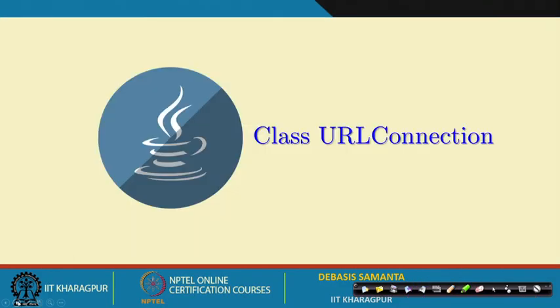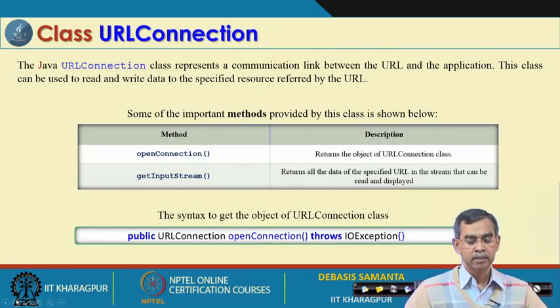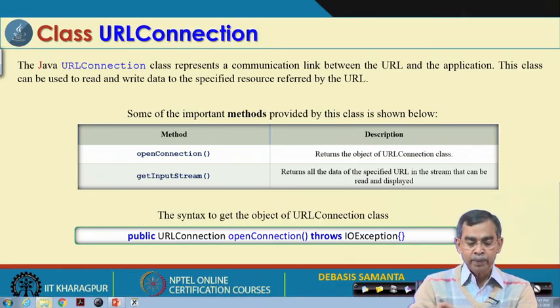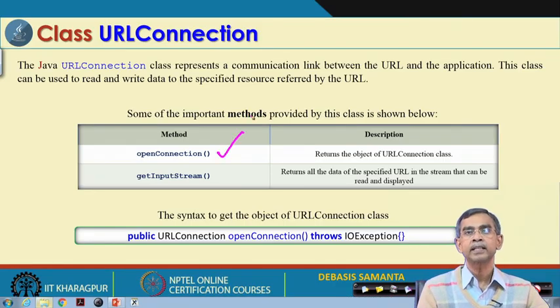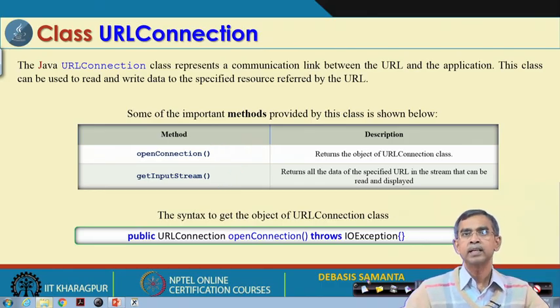And then the next class is the URLConnection class. It has two main methods, openConnection and getInputStream. openConnection is basically to establish a connection from one machine to another machine, from the current socket to the distant socket, and getInputStream is how the data can be read from the distant socket, or from the other socket, to this current socket. These two methods are usually very useful.